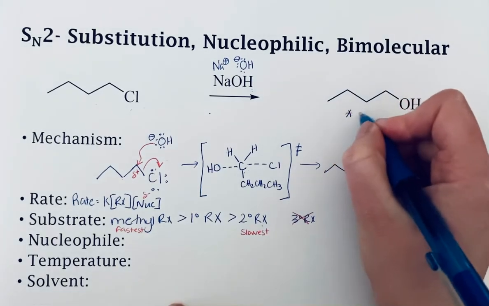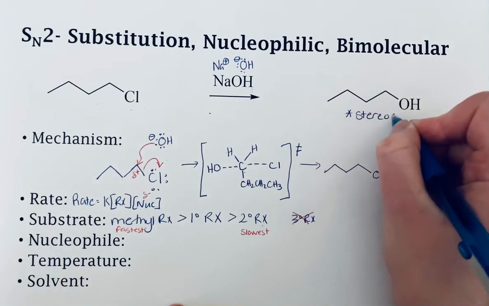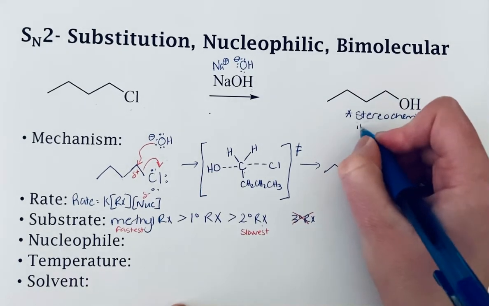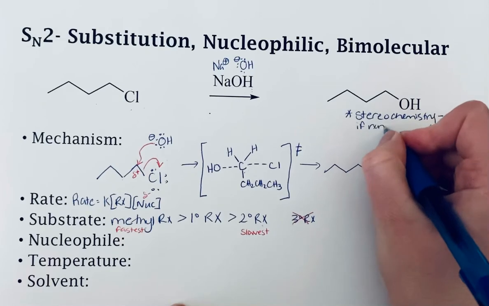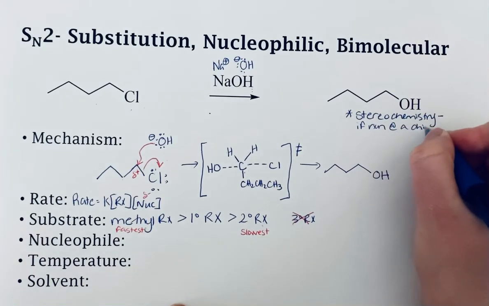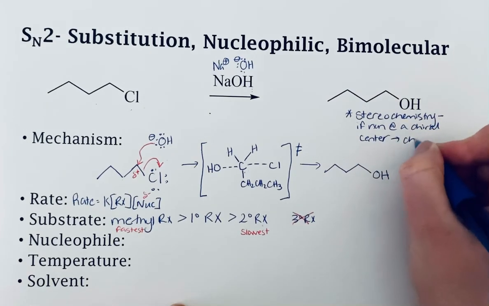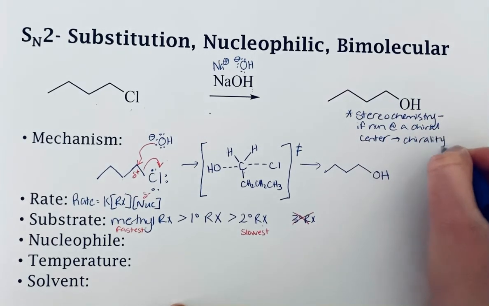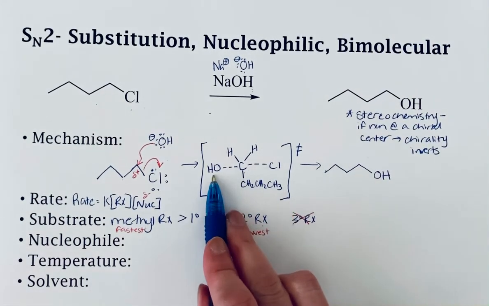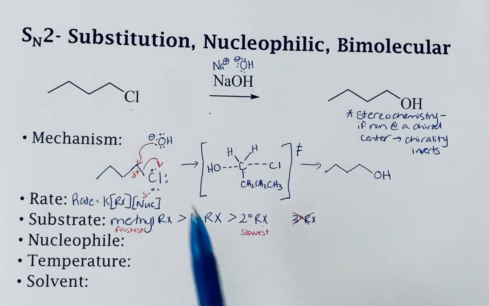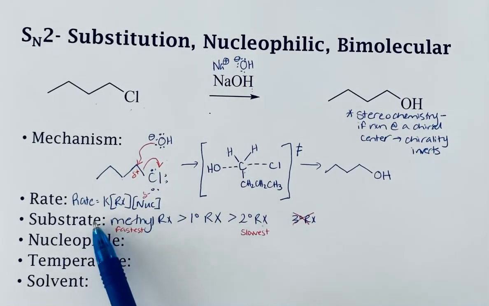So what this means in terms of stereochemistry is that if the reaction occurs at a chiral center, the chirality inverts. And that's because your highest priority group would be on the opposite side of where it used to be. So you're essentially switching two groups, and we know that will switch a chiral center. Okay. And so we've looked at the mechanism, we've looked at the rate, the substrate.